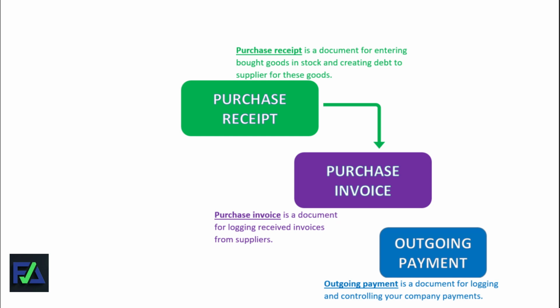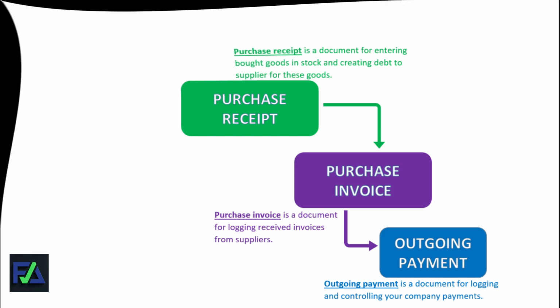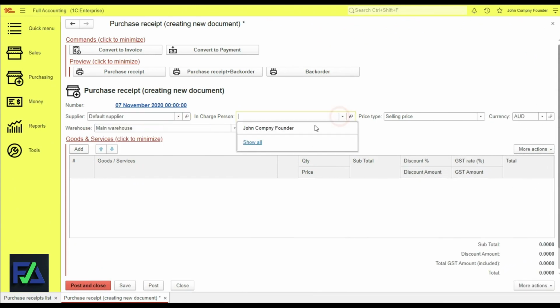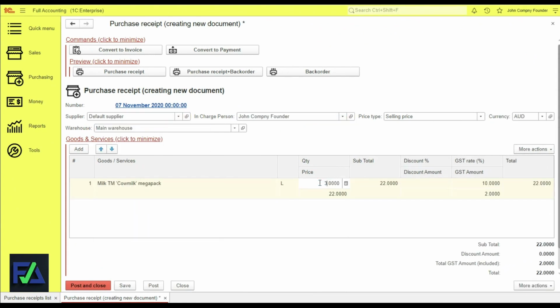First, let's consider a scheme where you don't need to order a product. You need to pay for it after receiving the invoice for the goods. In this case, you first need to build a link between the purchase receipt document and the purchase invoice document. And after that, create a link between the purchase invoice document and the outgoing payment document. Create a new purchase receipt document.